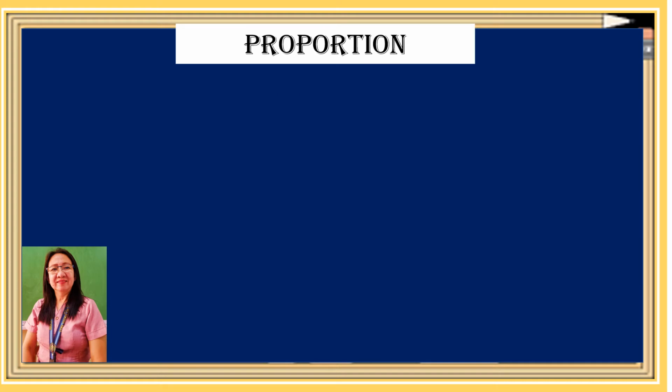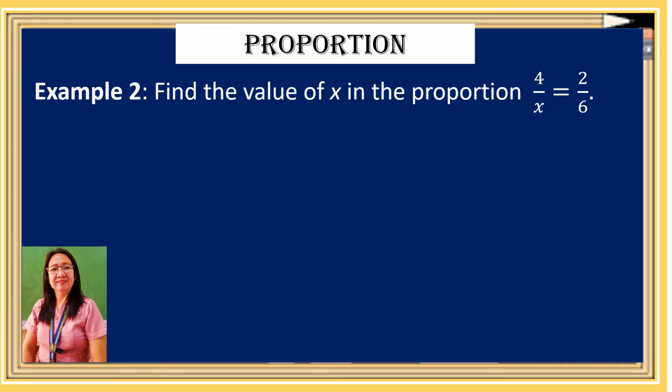Now let us have example number 2. Find the value of x in the proportion 4 to x is equal to 2 to 6. Let us get the proportion. Since the given is in the form of fraction, let us do the cross multiplication. So the 2 times x is 2x and 4 times 6 is 24. Then dividing both sides by 2, the value of x is 12.